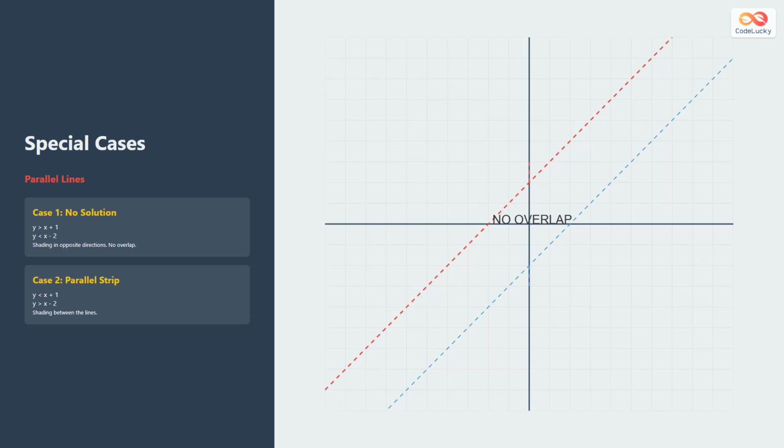Sometimes, you might encounter special cases involving parallel lines. If the shaded regions go in opposite directions, there is no overlap at all, meaning the system has no solution. Alternatively, if the shaded regions face each other, the solution might be a strip between the two lines. Always look for the intersection.